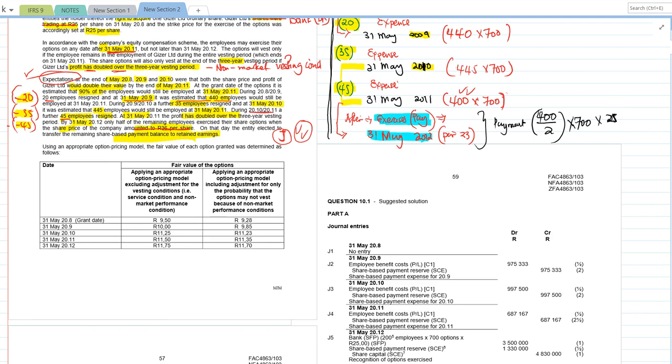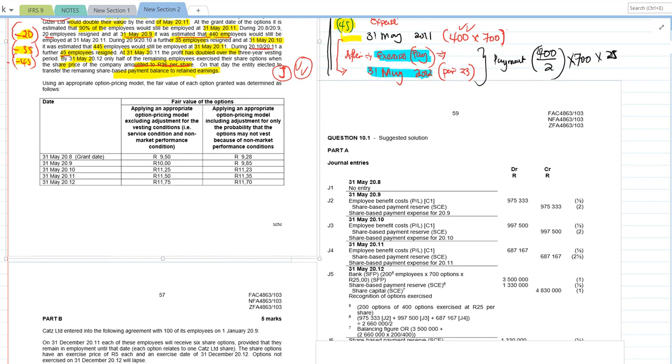Okay, so lastly, probably the last part, they're saying that using the appropriate pricing method, the fair value of the option, that's the interesting one. Fair value of the option was determined as follows. They say fair value of the option on the grant date is 950 or 928. However, this here, they're saying applying an appropriate pricing model excluding adjustment for the vesting condition, that is the service condition. We don't, guys, excluding the service condition.